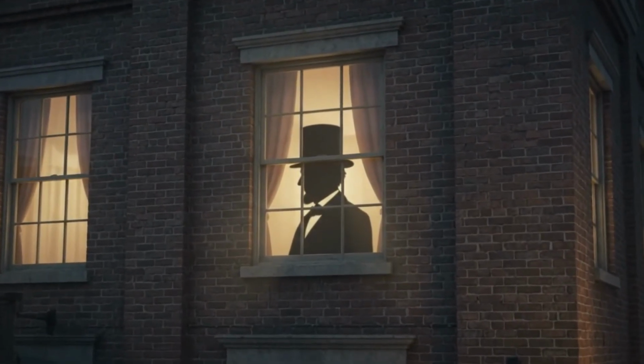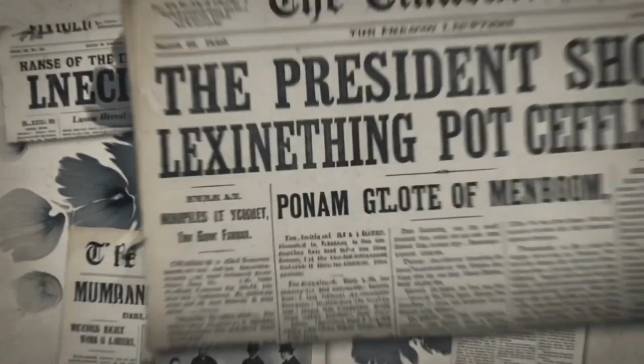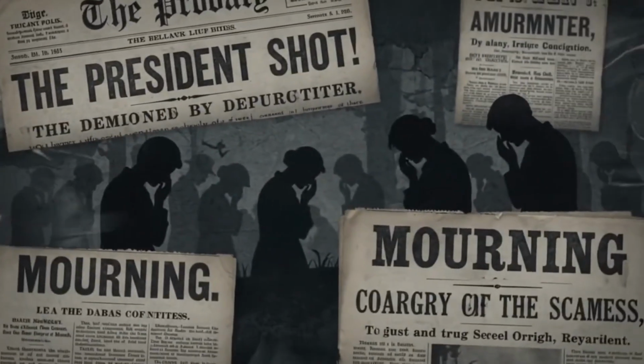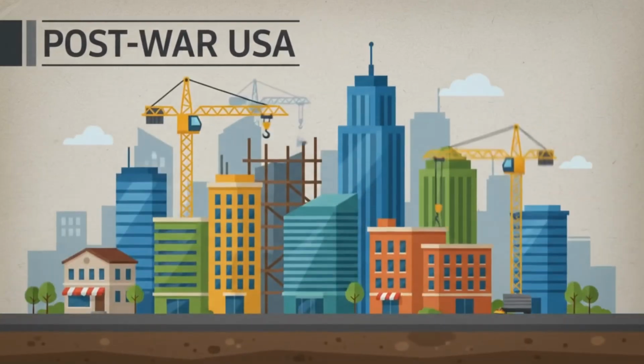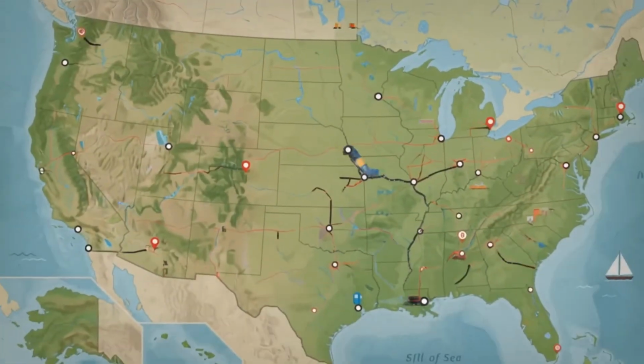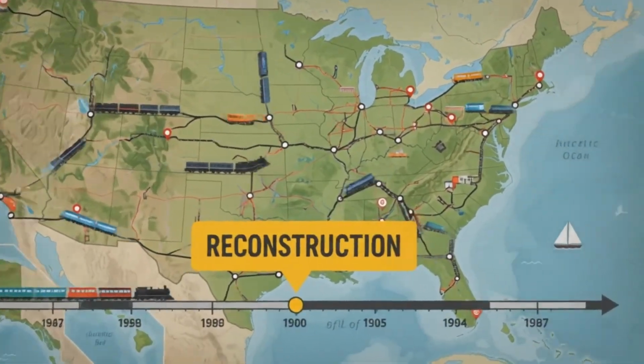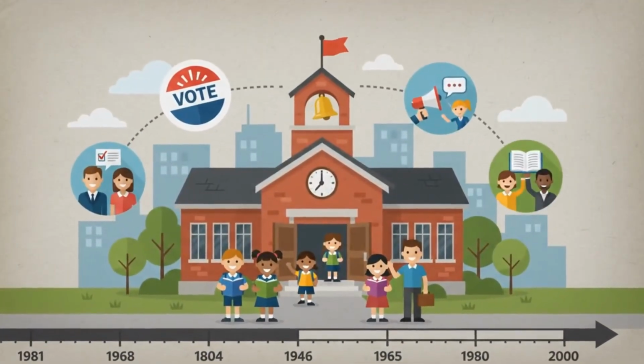Just 5 days after Lee's surrender, Abraham Lincoln was assassinated, leaving a grieving nation without the leader who had guided it through its darkest hour. The war was over, but rebuilding the nation would take years. Reconstruction sought to reunite the country while defining the future of freedom and citizenship.